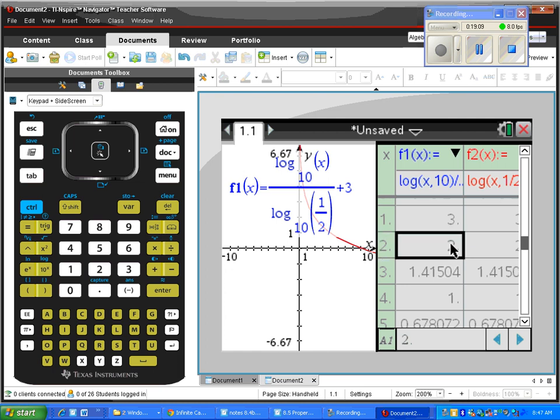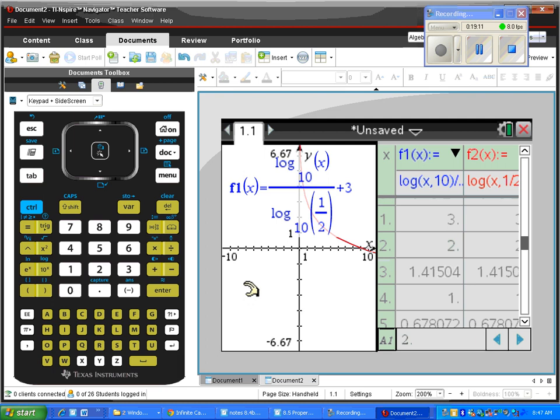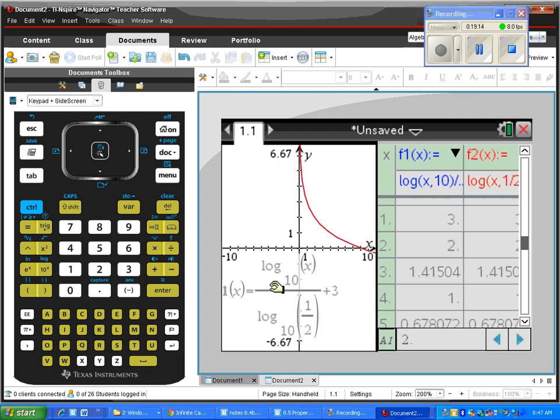What's my asymptote? What's my asymptote? X equals 0. Questions on this? Can you do this?